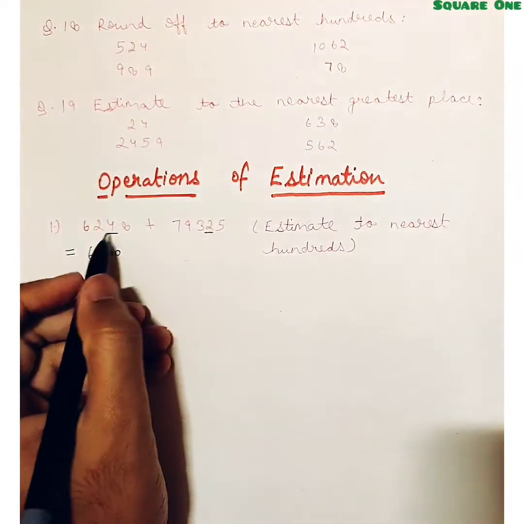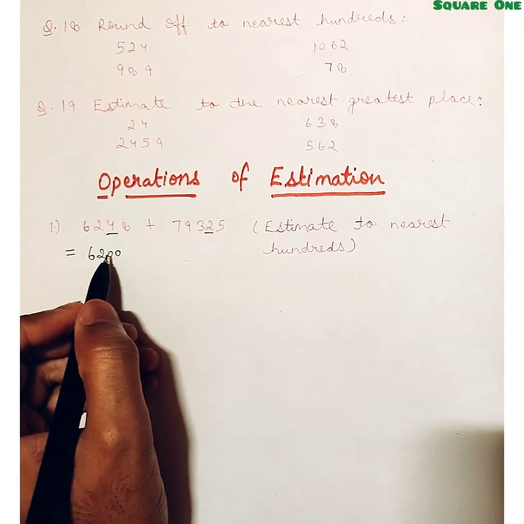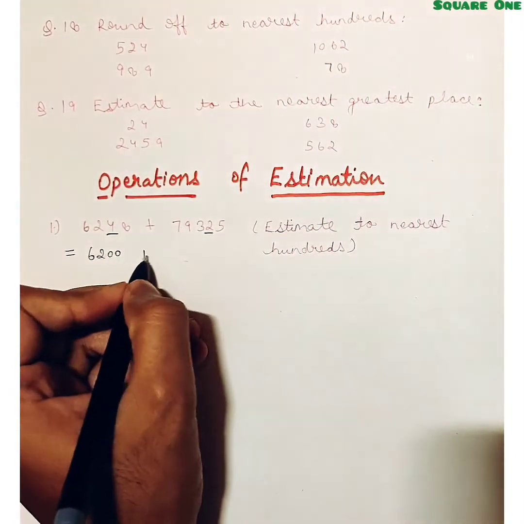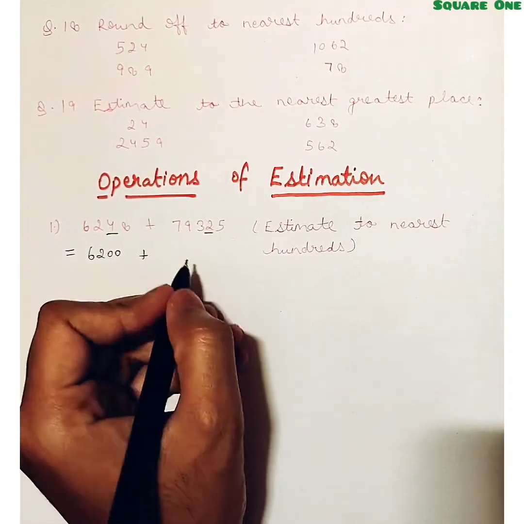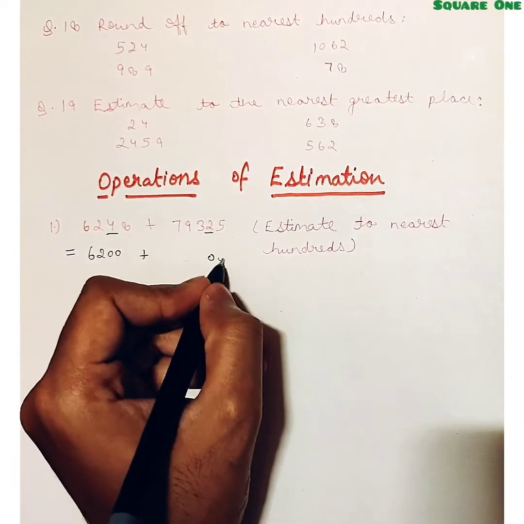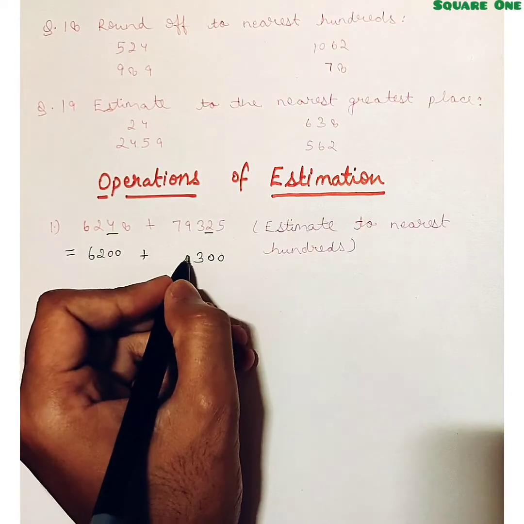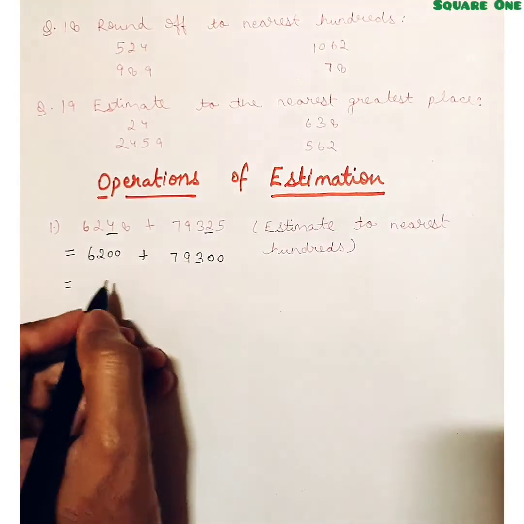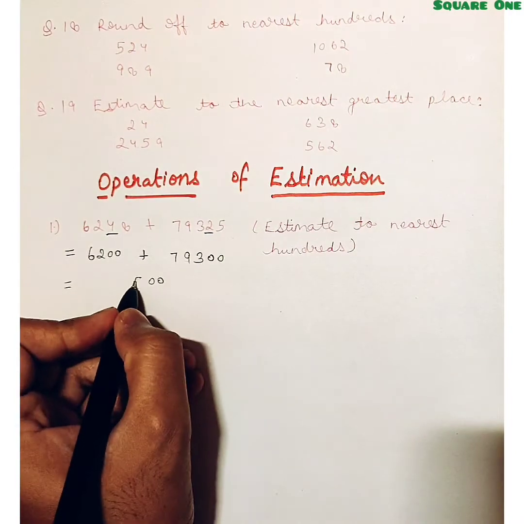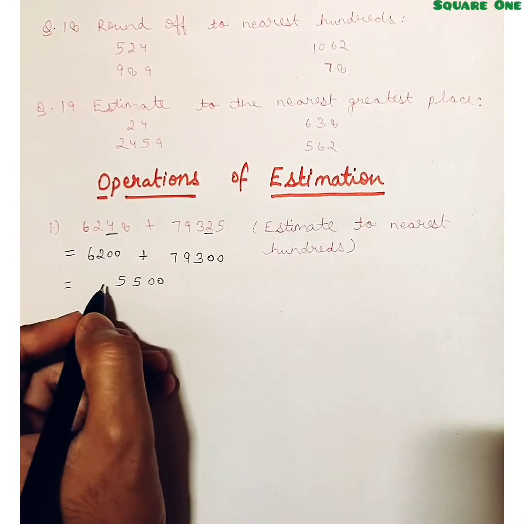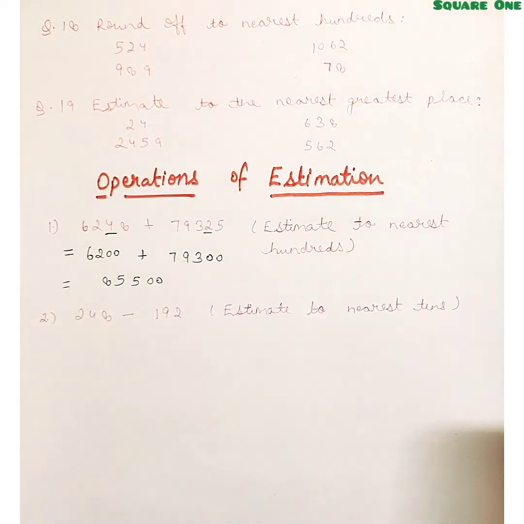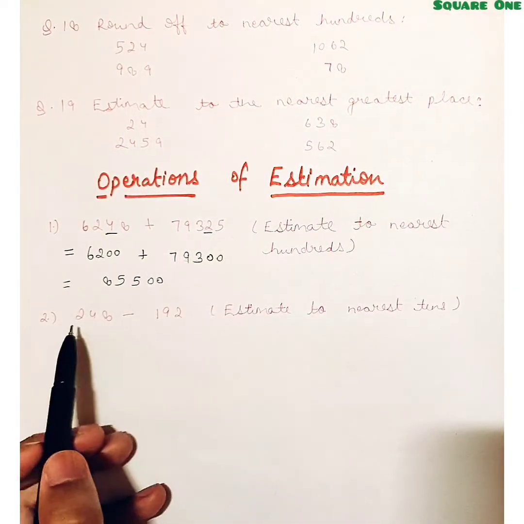Okay, so 48 becomes 0 and no change comes to the digit on the left. Now we add this number to the next. 2 and 5 becomes 0 and no change still comes to the digit on the left. So we add them up and the answer becomes 85,500. The next question says 248 minus 192.